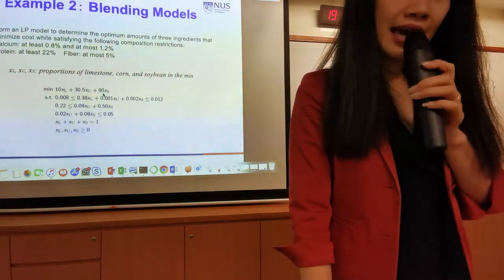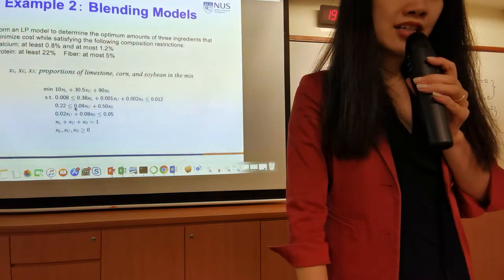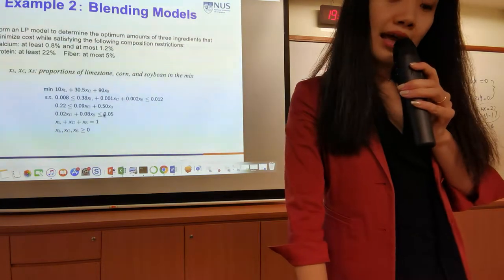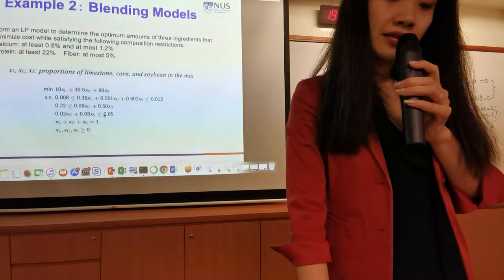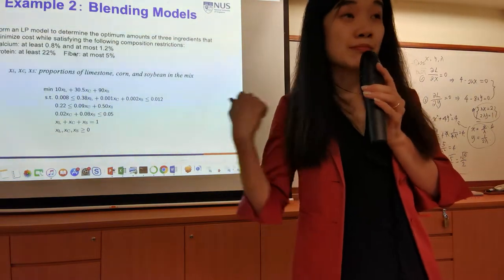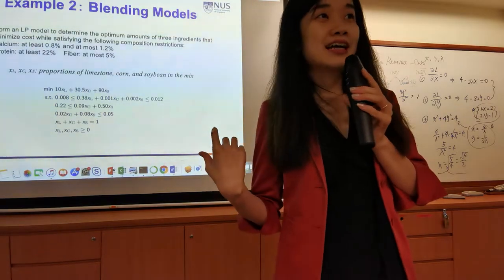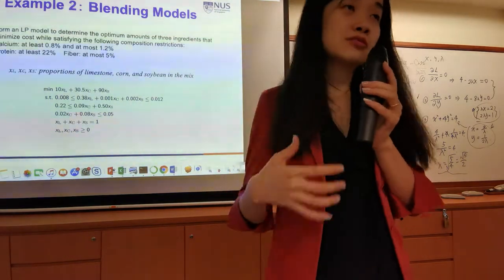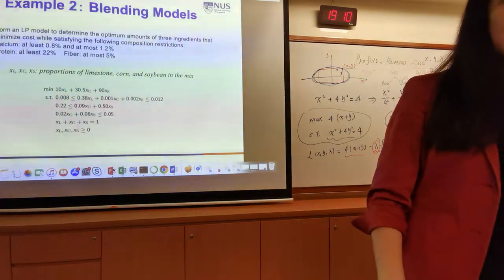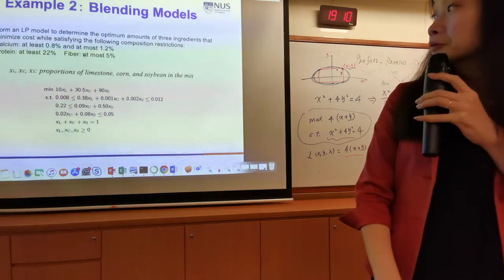And then you got the calcium, you got the protein must be larger or equal than 22%. And fiber is also at most. So here are the words, at least, at most. These words will be translated to your smaller or equal, larger or equal. So pay attention to those words. They will be the constraints to your model, right?